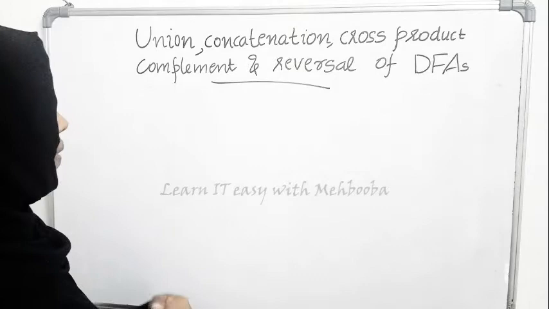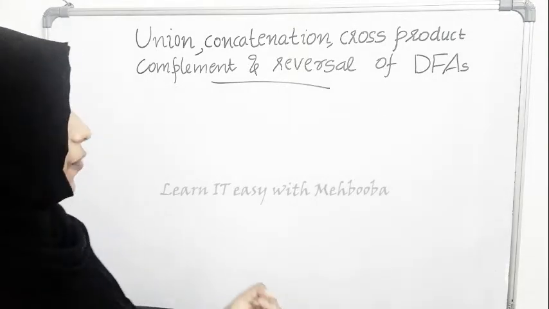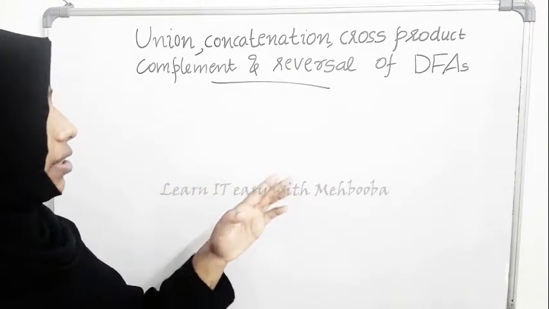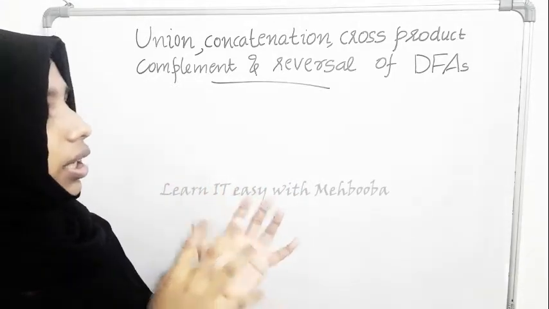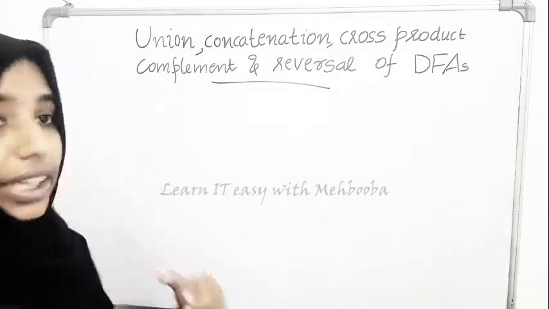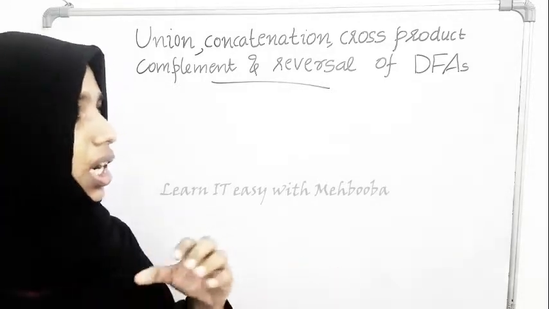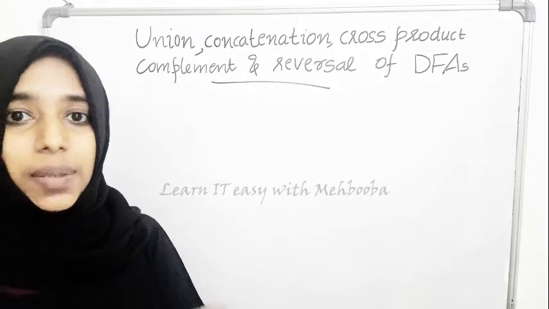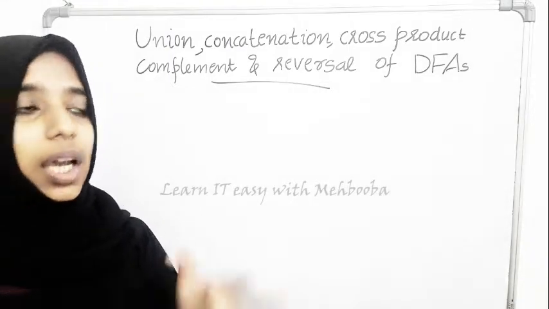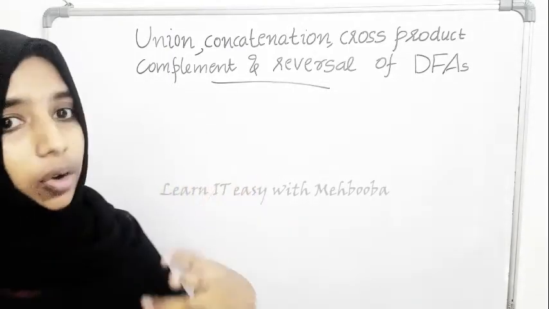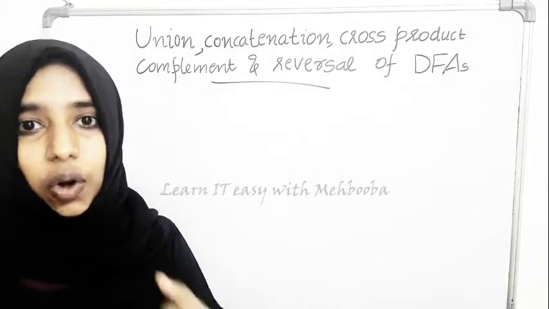In this video we will see different operations on DFAs, that are union, concatenation, cross product, complement and reversal of DFAs. These kinds of operations are really helpful when it comes to the design of very complicated DFAs, because you can always create a complicated DFA as the union, concatenation, cross product, complement or reversal of smaller DFAs.